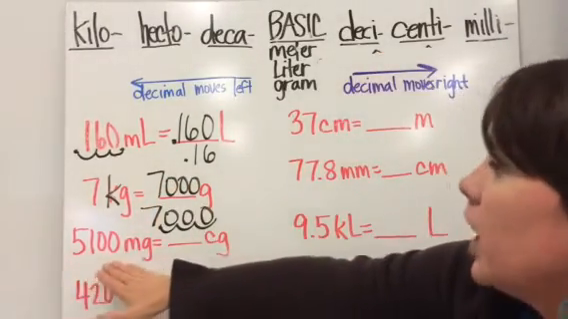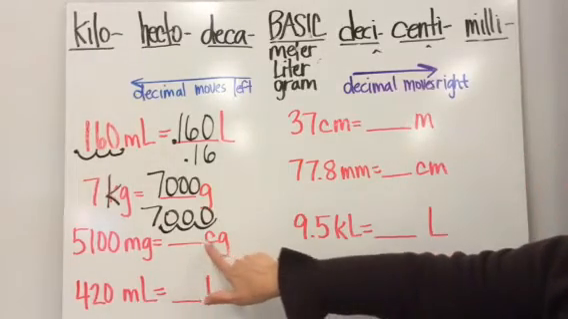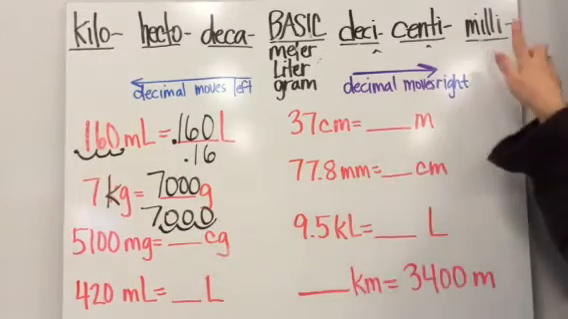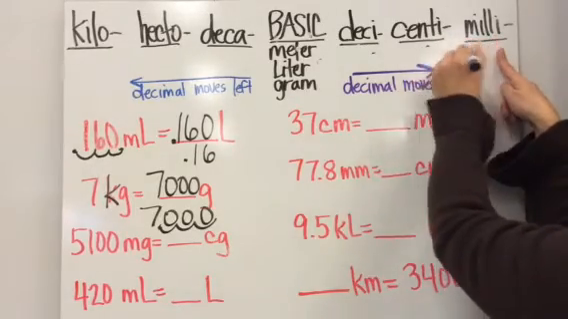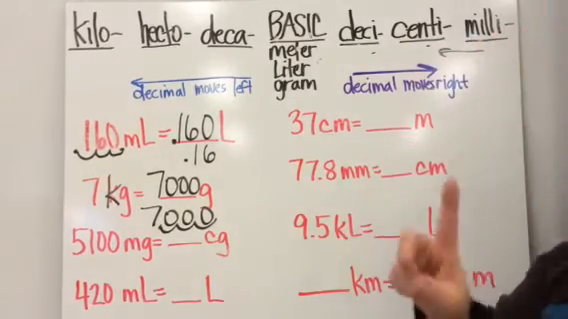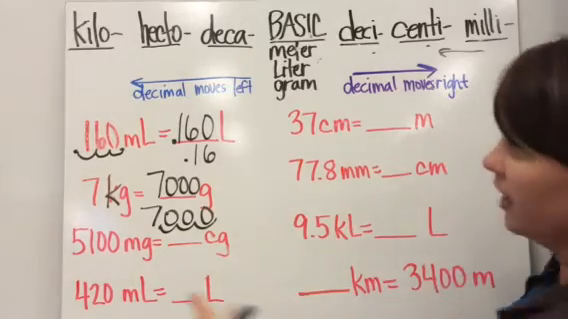I want 5,100 milligrams to be converted to centigrams. So I'm going from milli to centi. I'm taking 1 step and I'm going left. So I move my decimal 1 place to the left.